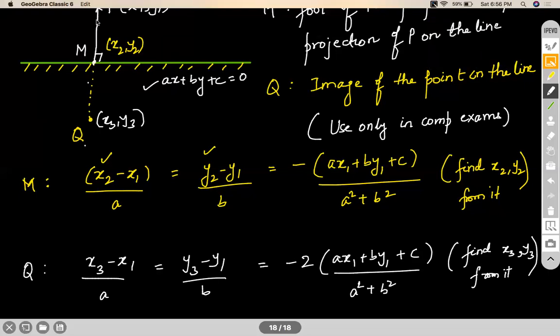Now, from where do these formulas come? Let us try to understand this. First, copy down this. I'm going to the next page.